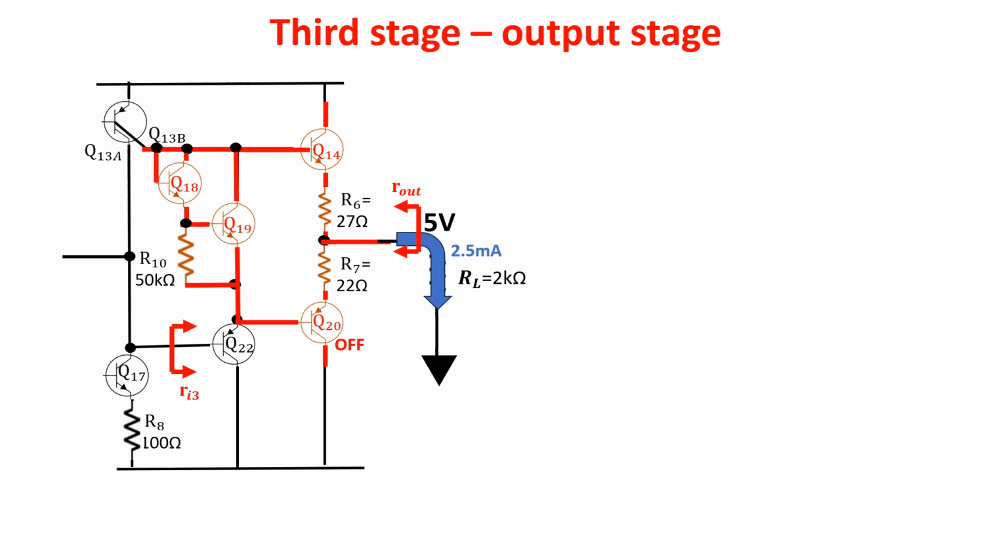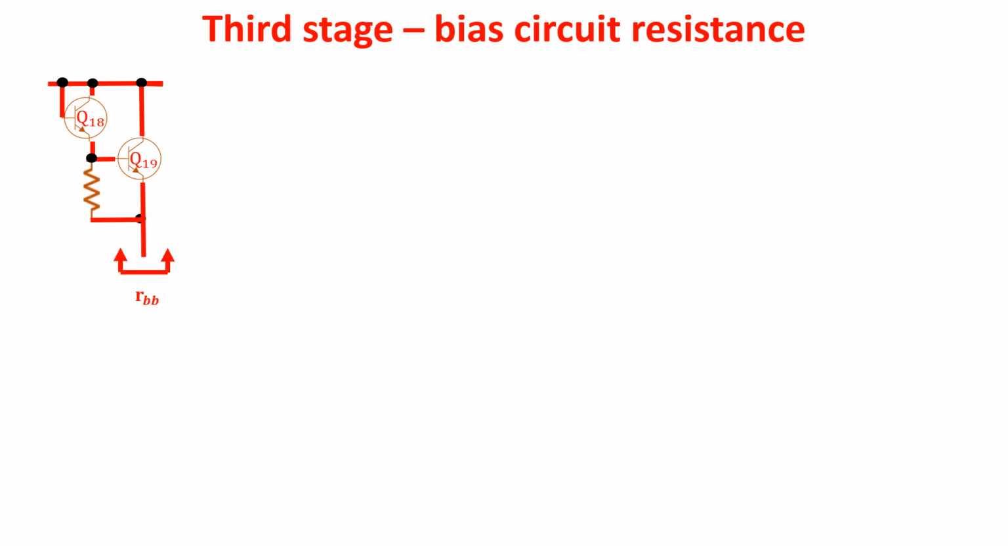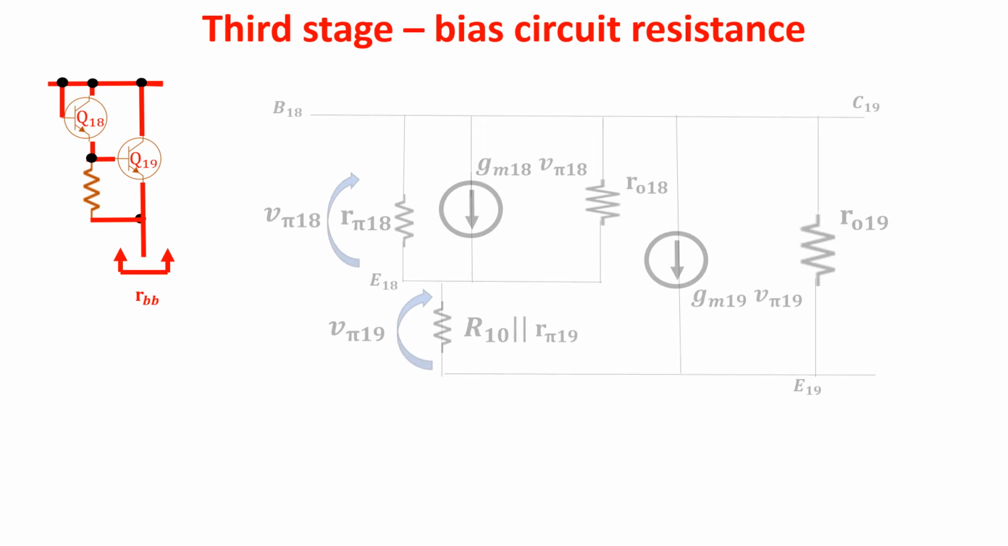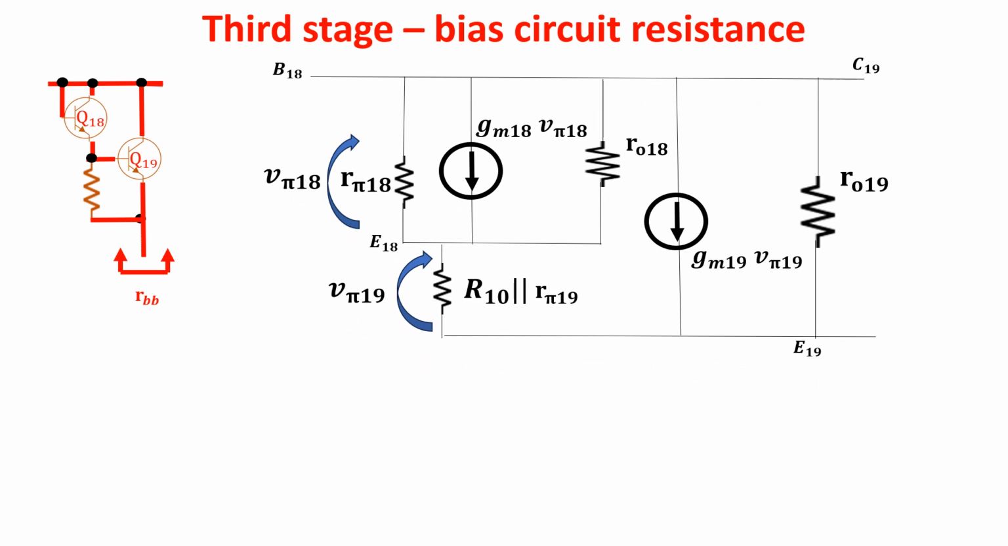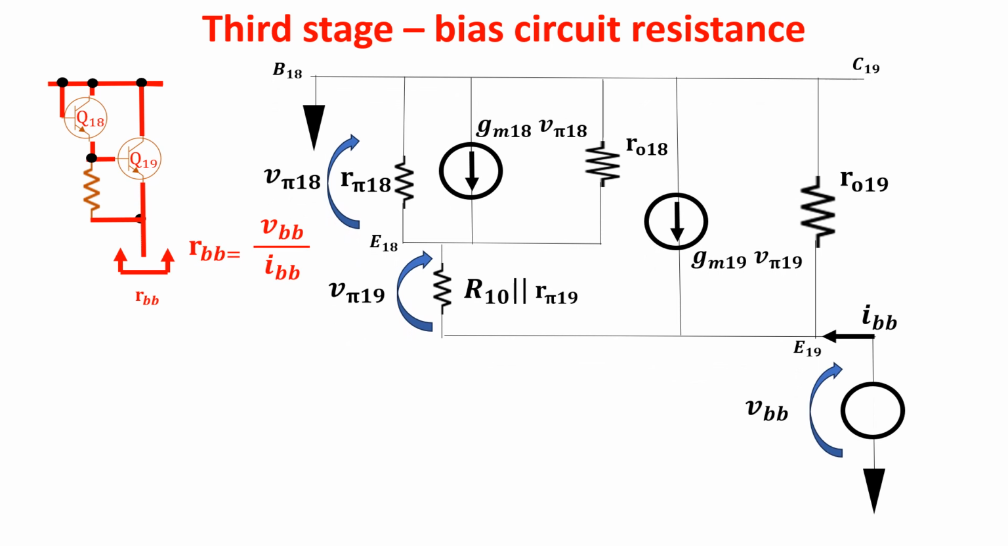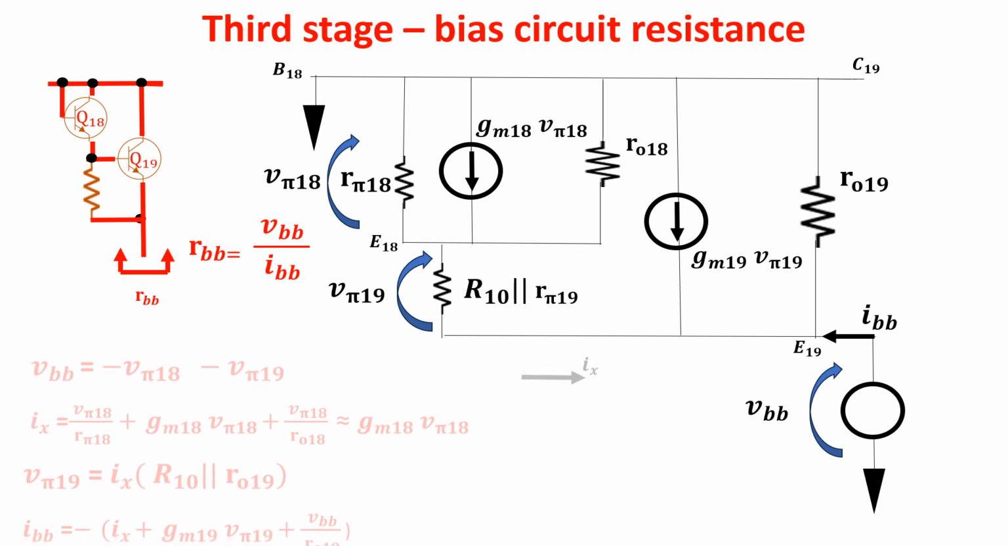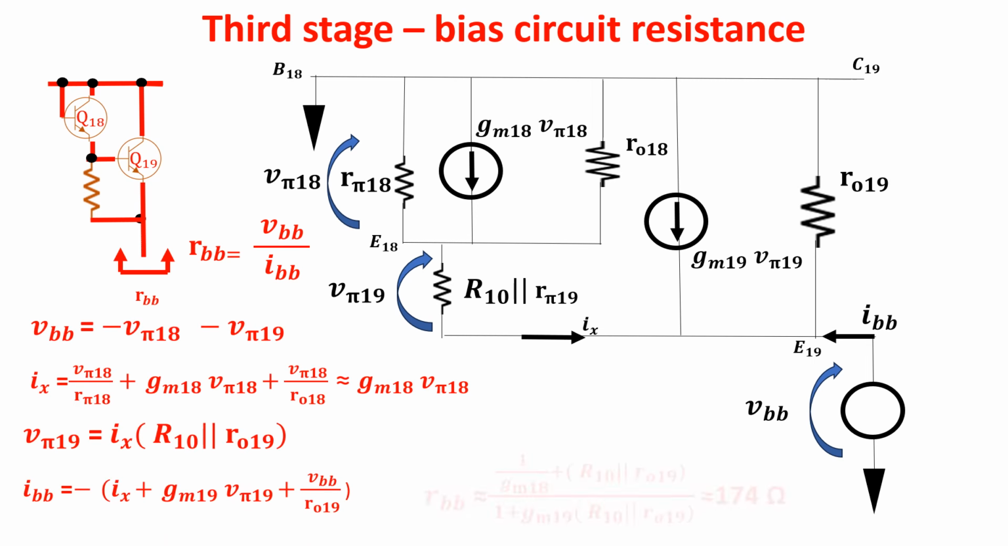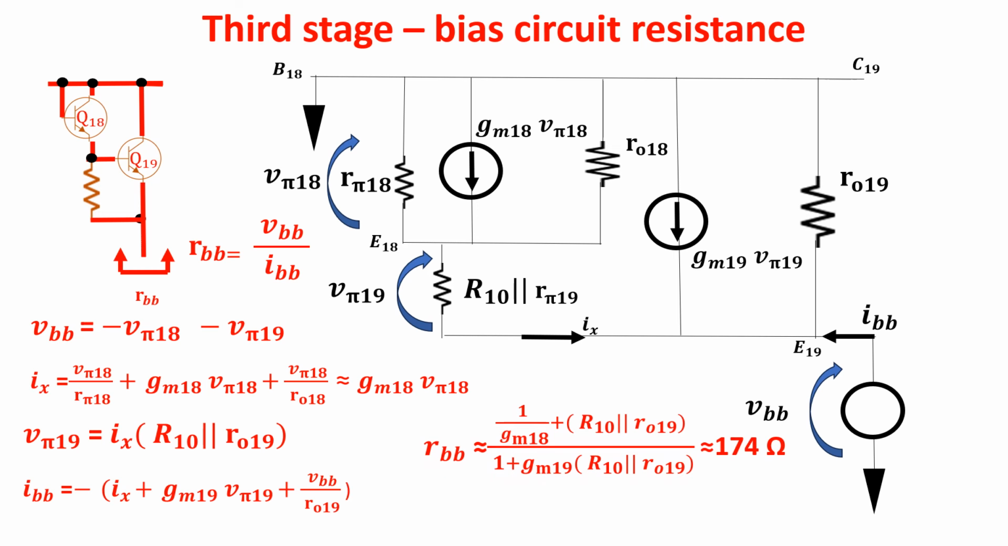Moreover, to simplify the schematic, we first calculate the small signal resistance of the bias circuit of the push-pull output stage. The small signal model of the configuration is this. To find RBB, we apply a voltage on the emitter of Q19 and we put to ground the other input. We can write these equations, which lead to this final result. So the small signal resistance seen in the emitter of Q19 is 174 ohms.